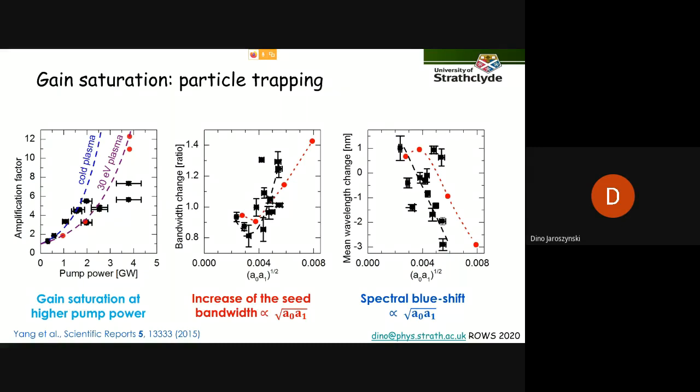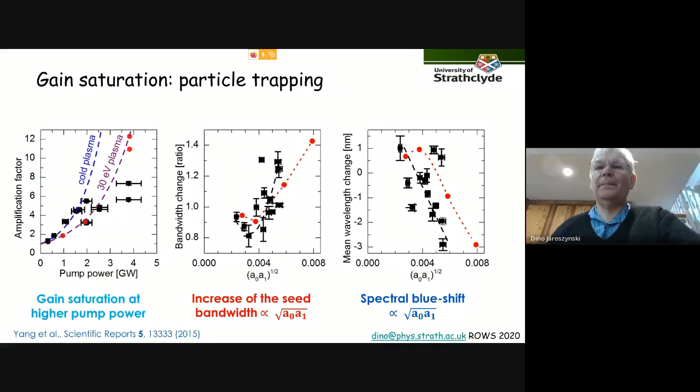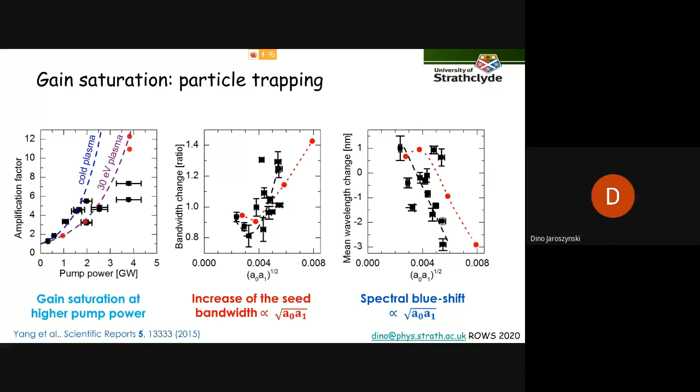But one of the challenges is the saturation of the amplification. What we find is that the gain will saturate at higher pump intensities, and that's mainly due to wave breaking. So the plasma wave, which has a particular phase velocity, will break in on itself, and that will limit its coherence as you go to higher intensities. You get more electrons with higher velocities, and they break in and damp out the wave, the plasma wave.